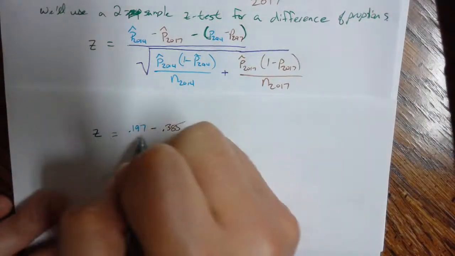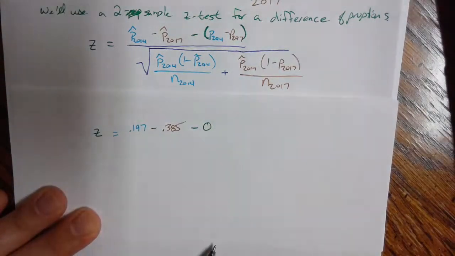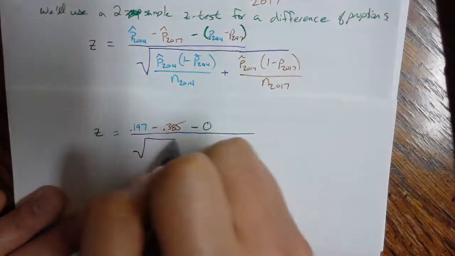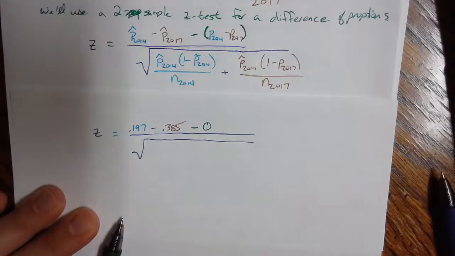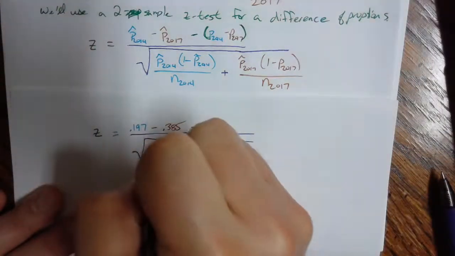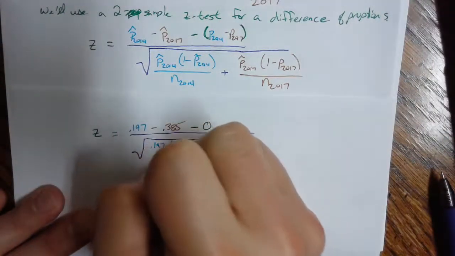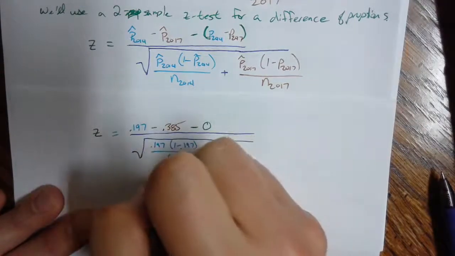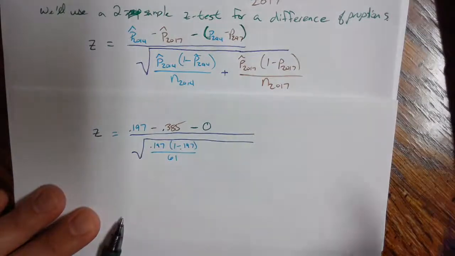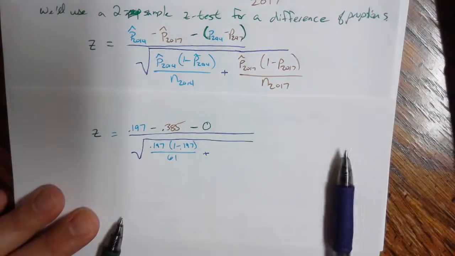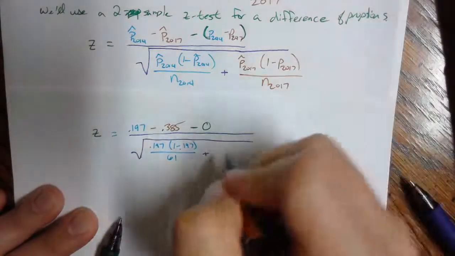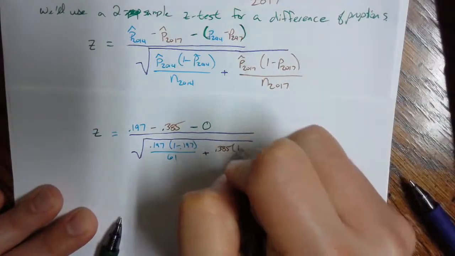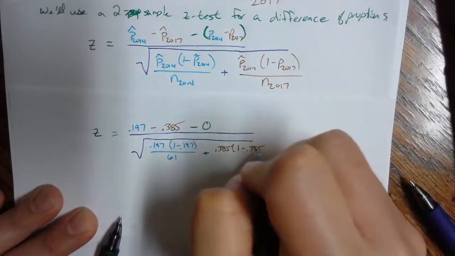And then we're going to take the square root of this whole thing here. We're going to use 0.197, 1 minus 0.197 over 61 plus 0.385, 1 minus 0.385 over 52.